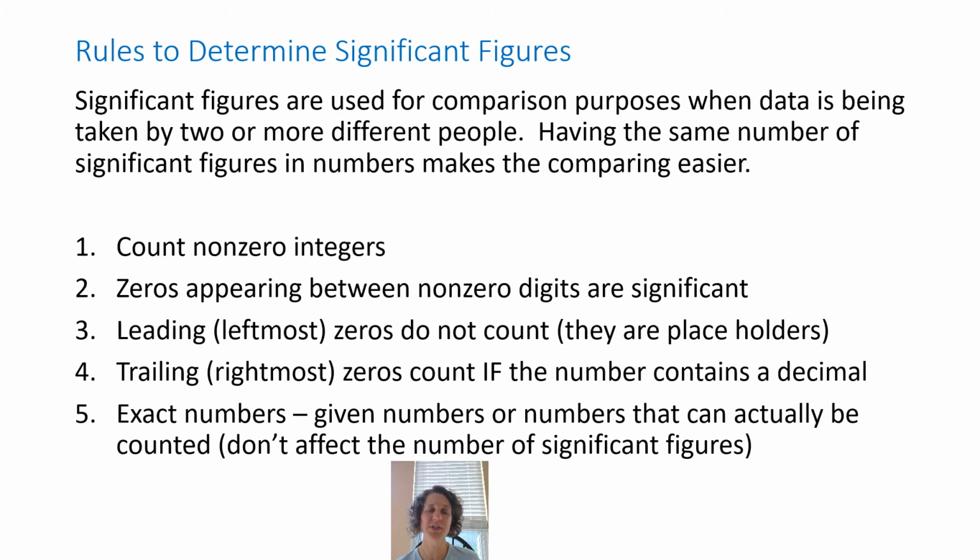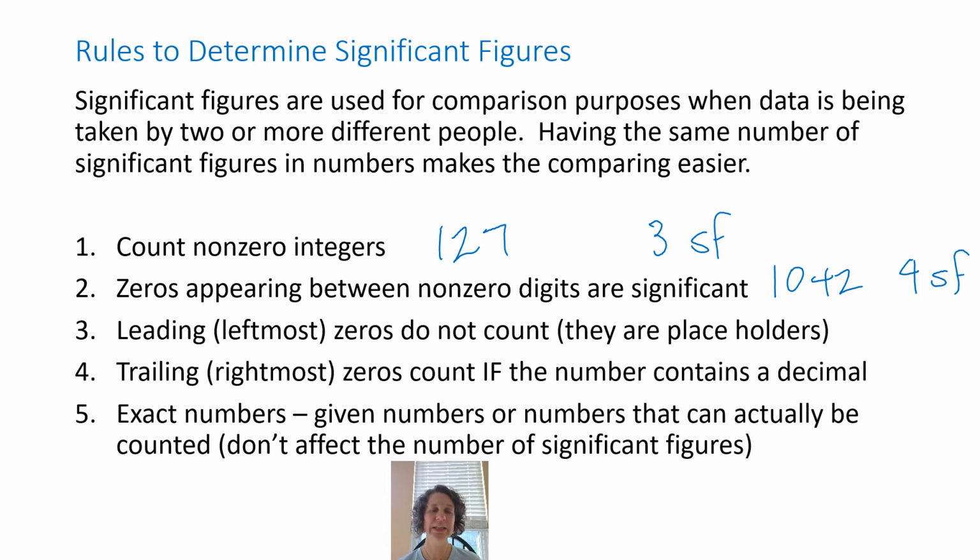So first rule, you always count non-zero integers. And so that means that if you had the number 127, you have 3 significant figures. Then second rule, zeros appearing between non-zero digits are significant. So if I had 1042, I would have 4 significant figures, because the 0 counts because it is between. Those are called captive zeros.